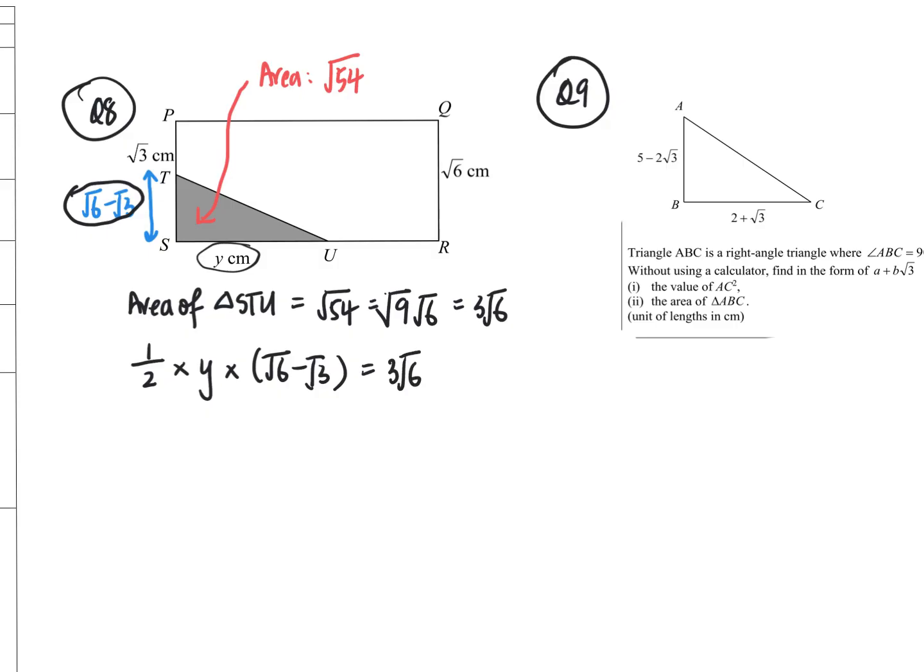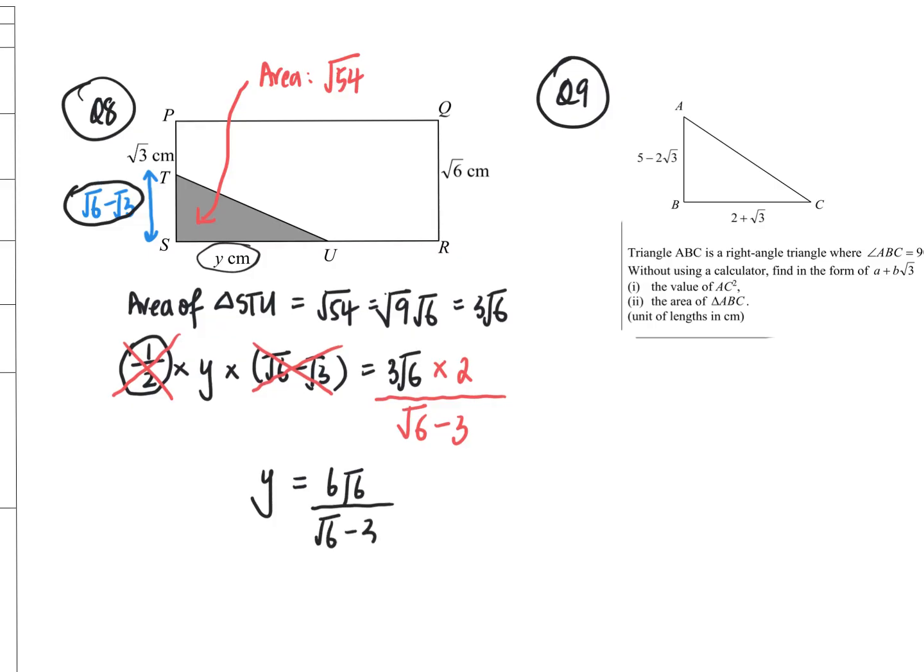Okay, so how to simplify the whole problem? I want to divide by half. So divide by half is as good as multiplying by 2. Okay, and then I want to divide this whole thing over. So this is my expression on the right for y. So this is 6 root 6 over root 6 minus 3. So I want to rationalize it by multiplying by its conjugate pair. Yes.